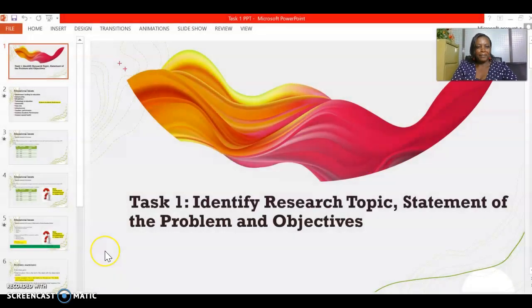to come up with your own topic, problem statement, and objectives as required in task 1. Welcome. So the task is identifying a research topic, stating the problem and the objectives.